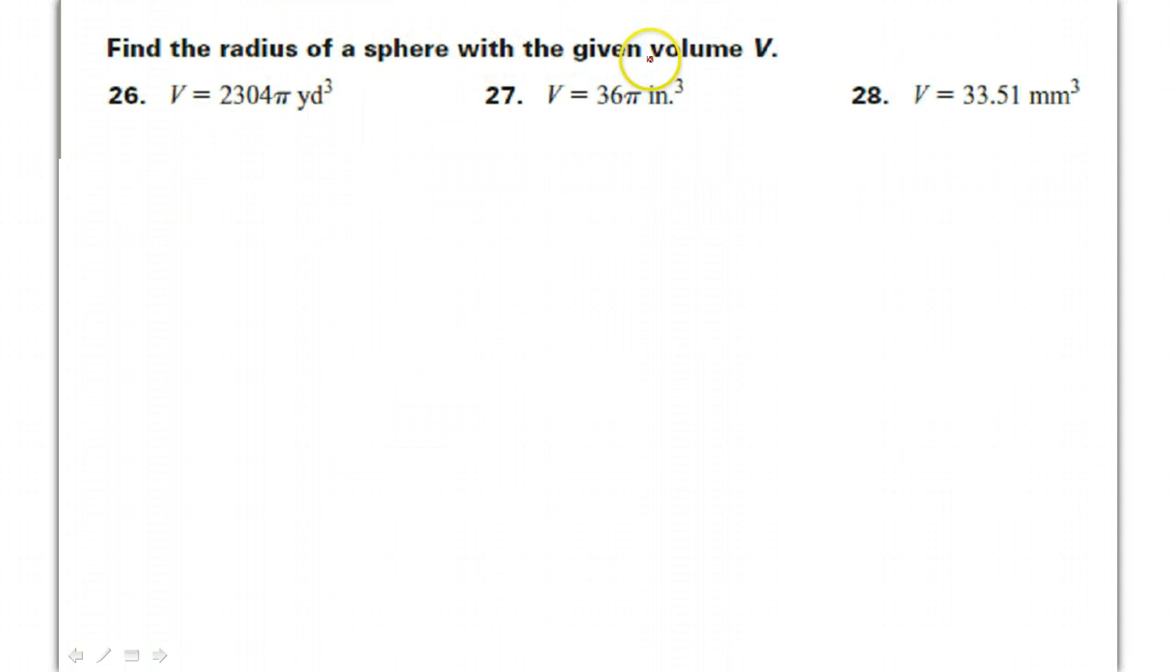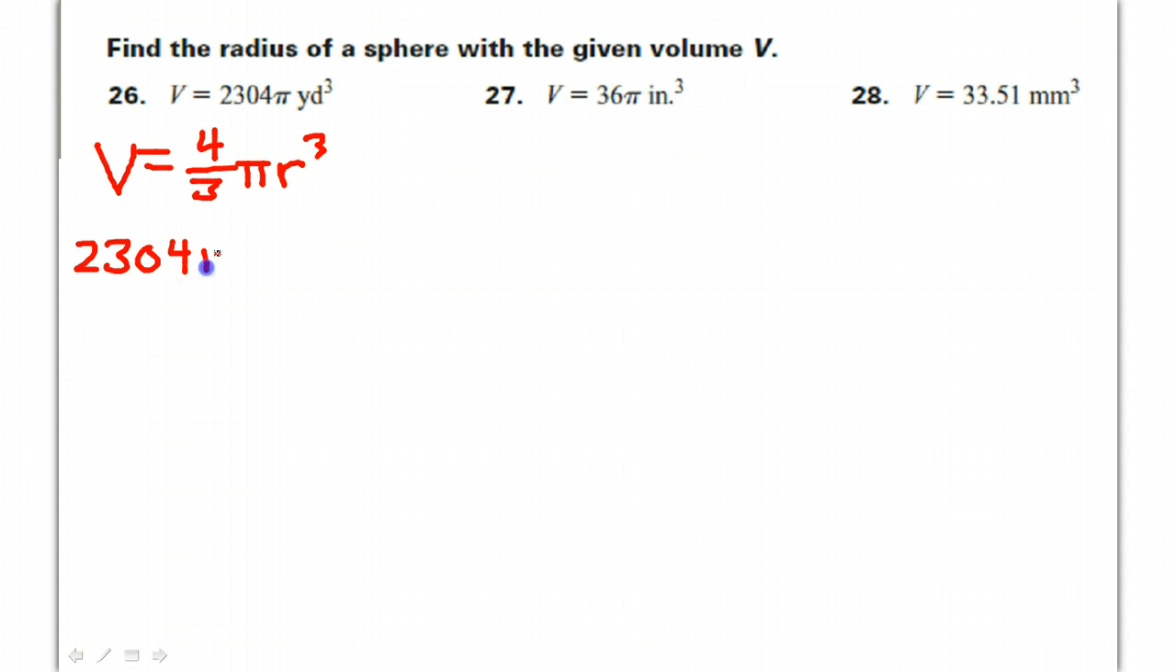Find the radius of the sphere given the volume. So if we're given the volume, start by writing down the volume formula. So the volume formula is 4/3 pi times the radius cubed. Alright, so that means 2304 pi equals 4/3 pi r cubed.